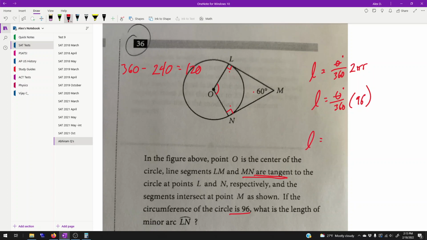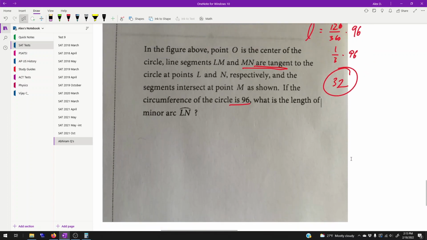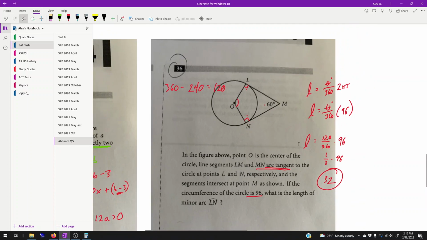So the length of the arc equals 120 over 360 times 96. That's 1/3. So 1/3 times 96. Dividing it out, you get 32. And that should be the length of the arc. Doesn't look like it's multiple choice, but there it is.